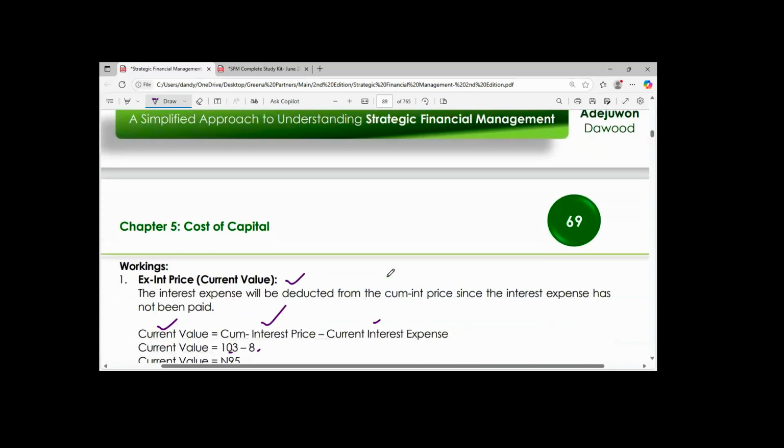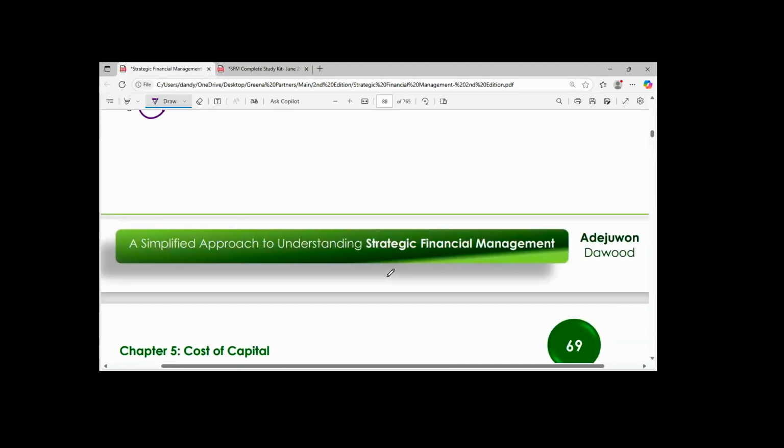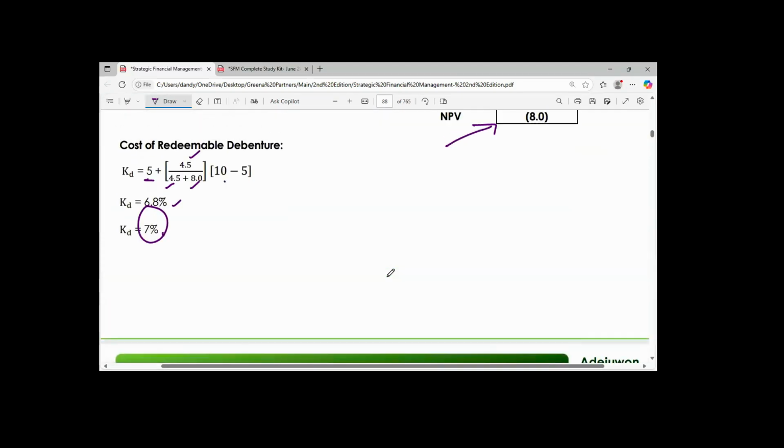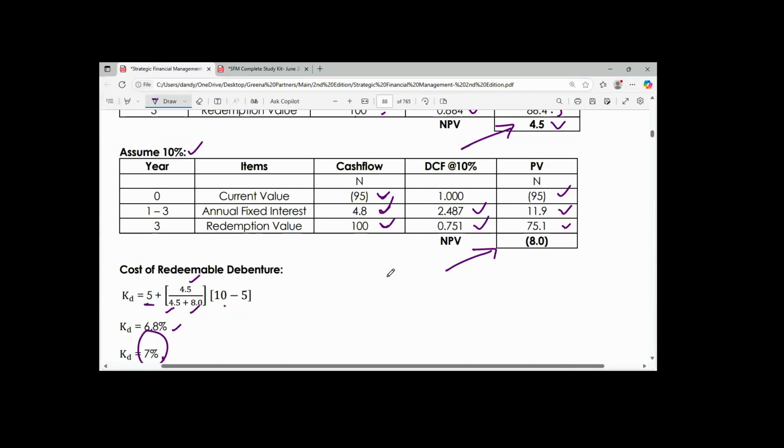So this is how to calculate the cost of redeemable debt. Let me know if you have any question for me before we move to the cost of convertible securities.